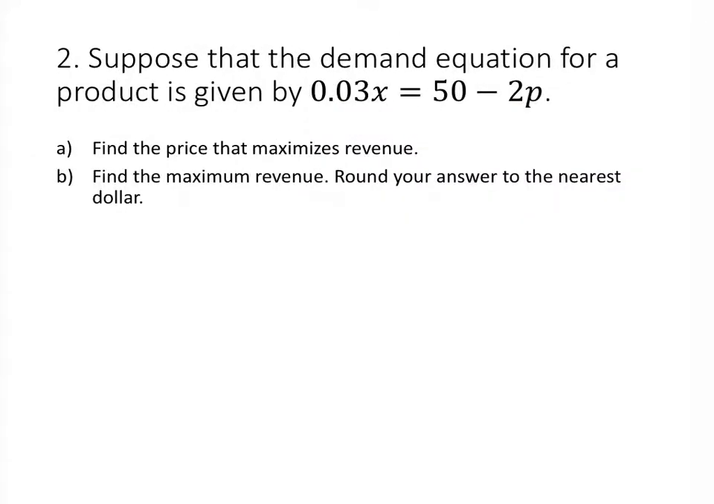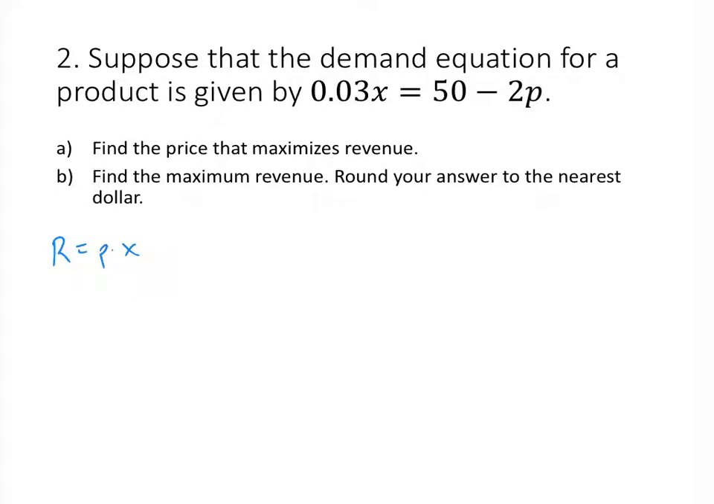Now this time we're given a demand equation for a product, and we're asked about revenue. What we have to remember is that revenue is equal to price times quantity, in this case p times x. So if my demand equation was solved for one variable or the other, I could just plug that variable in. But unfortunately my equation is not solved for x or p.